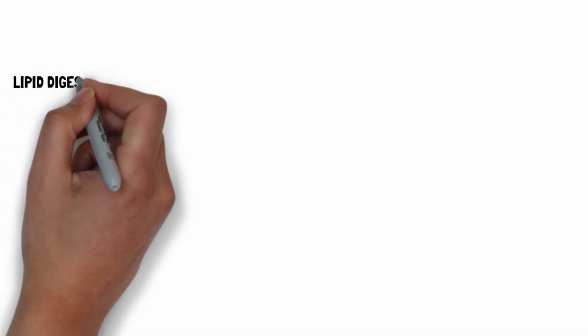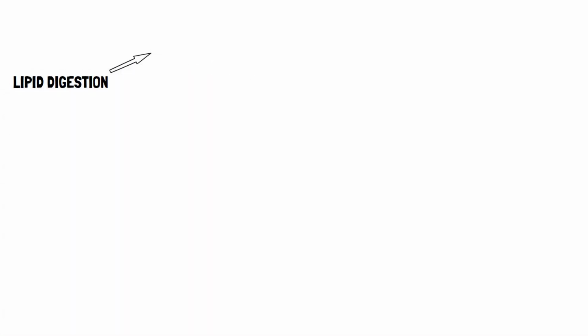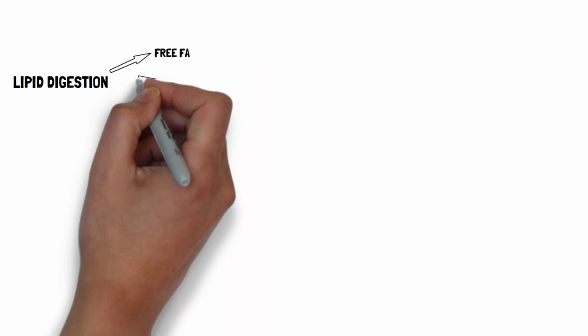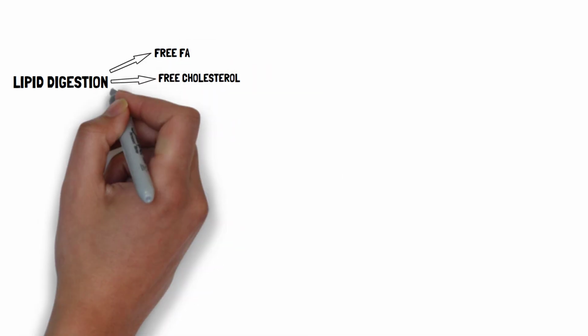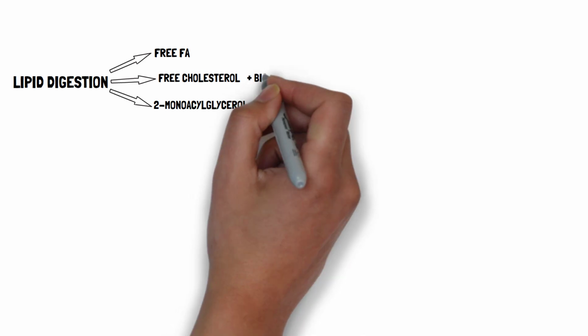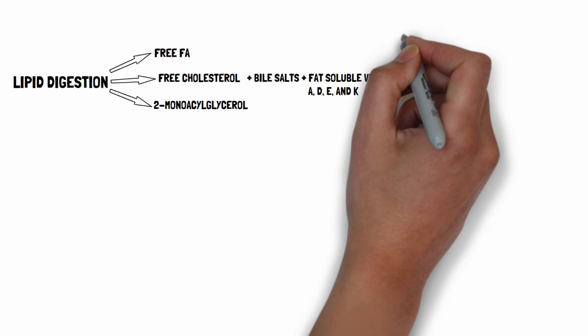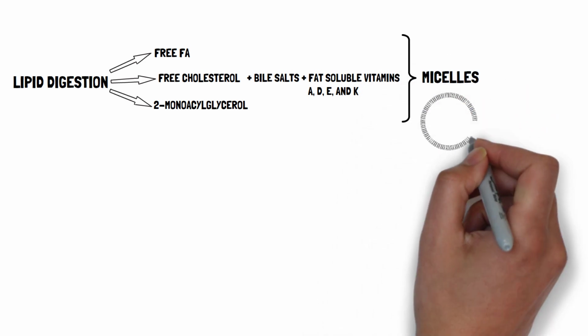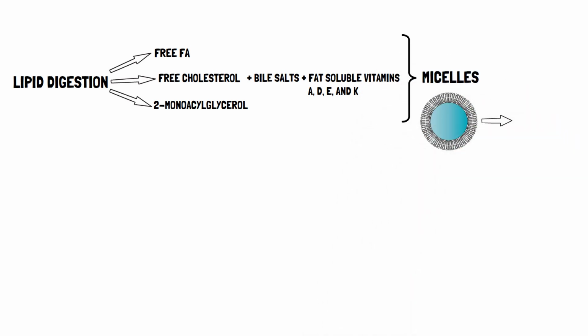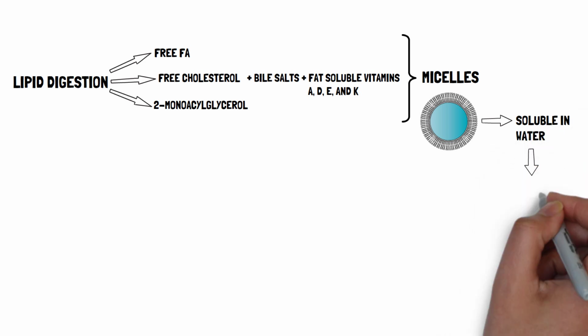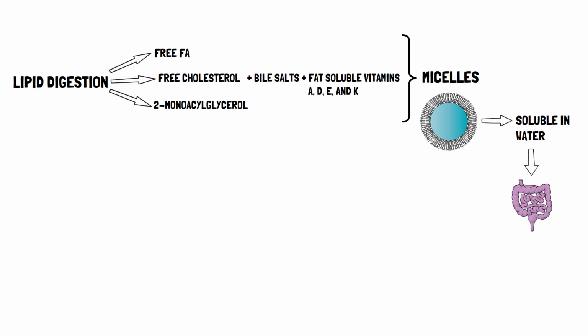Now, as we know, lipid digestion in the duodenum produces free fatty acids, free cholesterol, and 2-monoacylglycerol. These, along with bile salts and fat-soluble vitamins A, D, E, and K, form micelles, which are small clusters of lipids that are soluble in water. Therefore, they can move easily through the aqueous environment of the intestine.